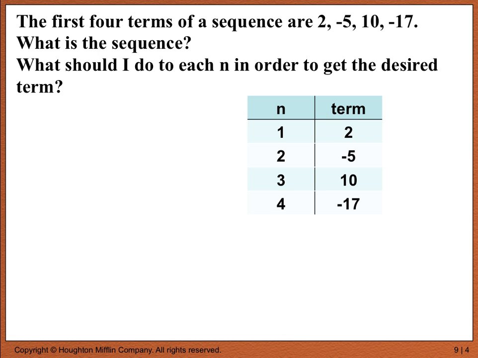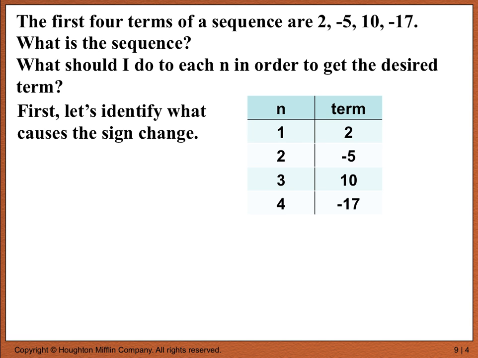Well, first we're going to attack the sign change part of the problem, and then we're going to worry about the numbers. If you try to do both things at once, sometimes you can just clutter your mind and get confused and frustrated. So let's just be calm and do it one step at a time. All right, first let's identify what causes the sign change. Why does it go positive, negative, positive, negative?